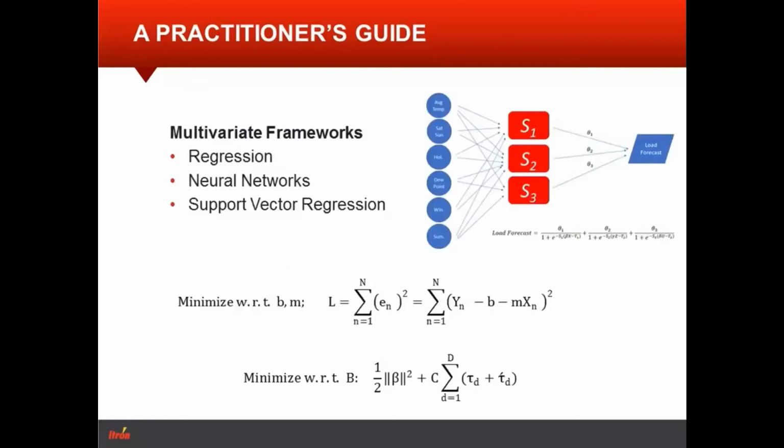All right, then we get to probably the thing that most people are going to be interested in, which is the multivariate framework. So that's your regression, the neural networks, and support vector regression. What we try to do is introduce in detail the objective functions and how the parameters are estimated given that objective function and what that means. And then we compare and contrast the functional forms.